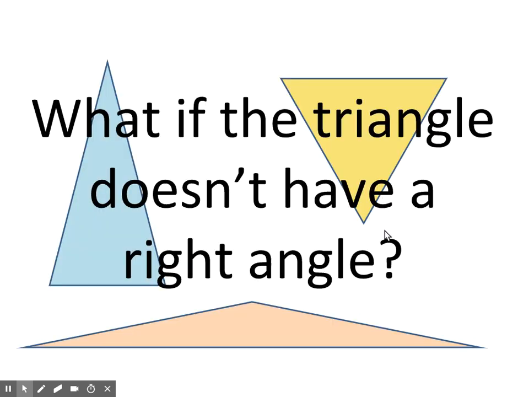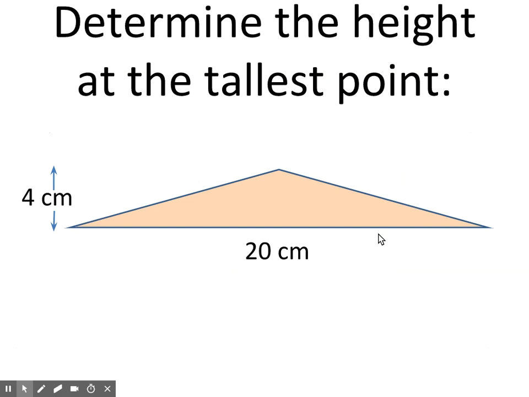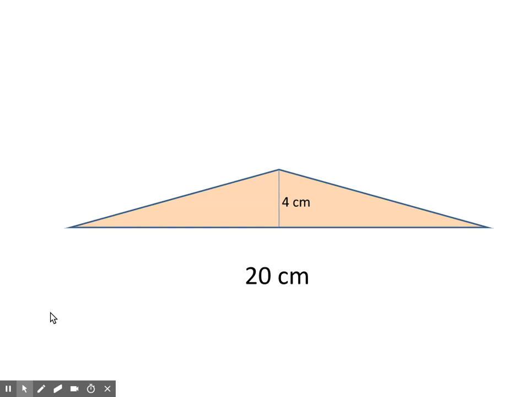So what if a triangle doesn't have a right angle? So for this one, just like with that example we just looked at, you have to determine the height at the tallest point. So of course this is the base, and this one doesn't have a right angle. So what you would do is you would look for the tallest point, which would be from this peak right here all the way to the bottom, and you see that it's labeled over here as 4 centimeters.